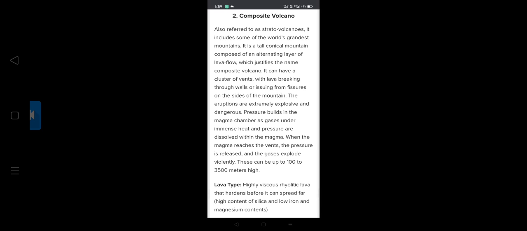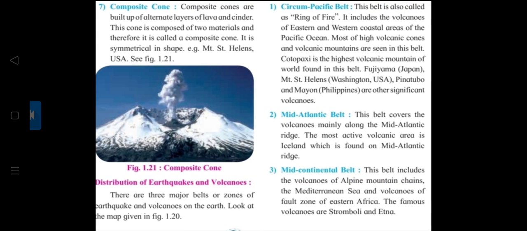What kind of lava is here? It is rhyolitic lava that hardens before it can spread far. It has a high content of silica. See, lava is acidic or basic depending on silica. It is low in iron and magnesium contents.